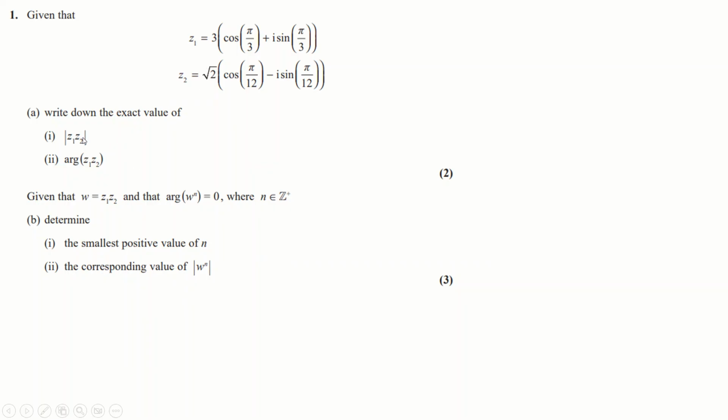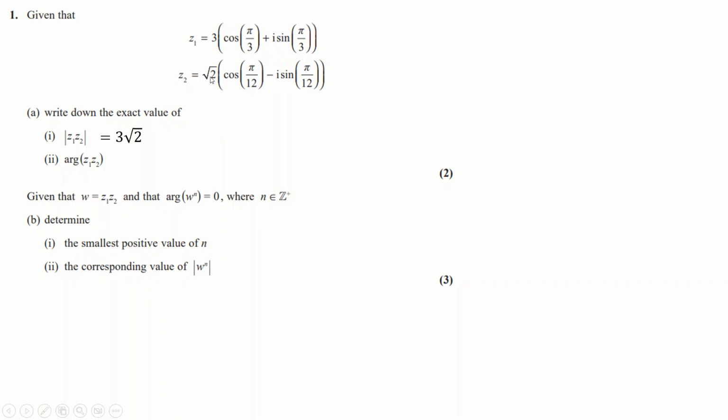The modulus of Z1 times Z2 is just the multiplication of the two moduluses you got here. So this is just 3 root 2, right? When you multiply two complex numbers, the modulus just multiplies together, and the arguments add together. So when we multiply these two and do the argument, we're just going to add these arguments together.